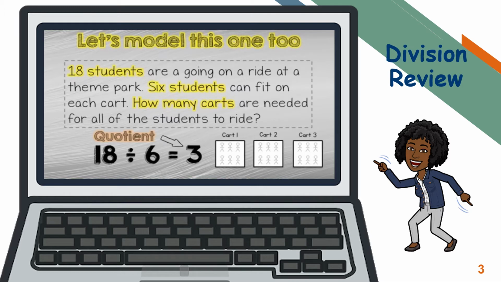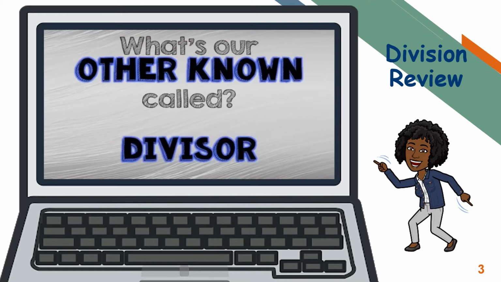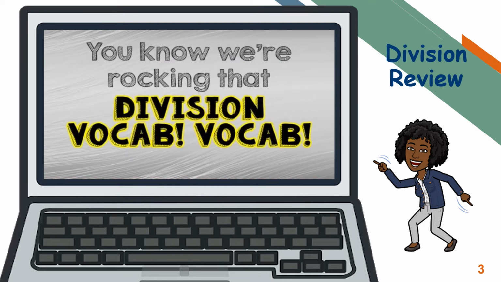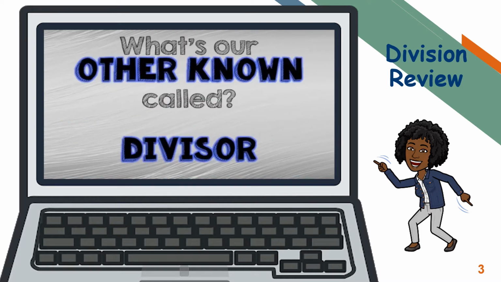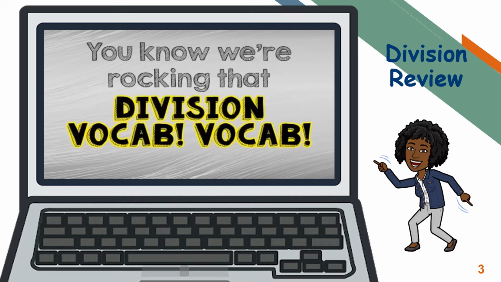The quotient is 3. What's the total called, y'all? Dividend. What's our other known called? Divisor. What's the answer called, y'all? Quotient. You know we rockin' that division vocab.